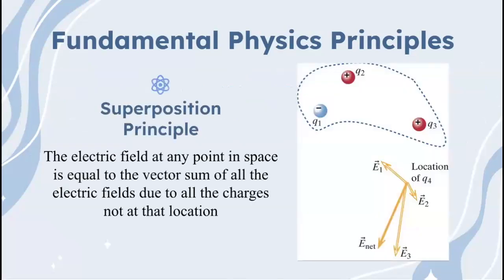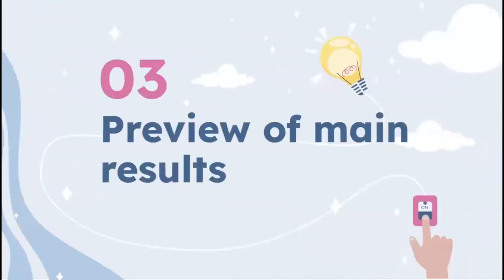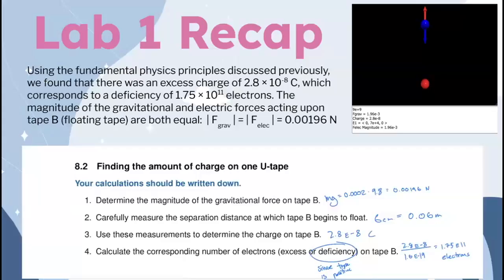Also important for this lab is the superposition principle, which tells us that the electric field at any point in space is equal to the sum of the electric fields at that point. Here is a preview of the main results, but first let's talk about Lab 1.